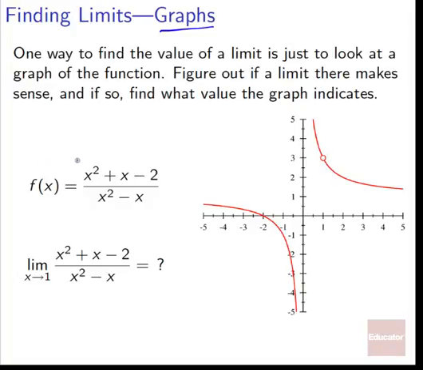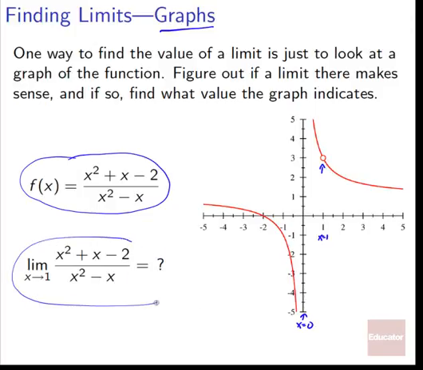So for this case, we've got f of x is equal to quantity x squared plus x minus 2 divided by quantity x squared minus x, right? X squared plus x minus 2 on the top, x squared minus x on the bottom of the fraction. So we see that there are some parts where we have issues, right? If we plug in x equals 0, we wind up having an asymptote. And if we plug in x equals 1, we wind up having this hole here. But we can still ask, what is the limit as x goes to 1?